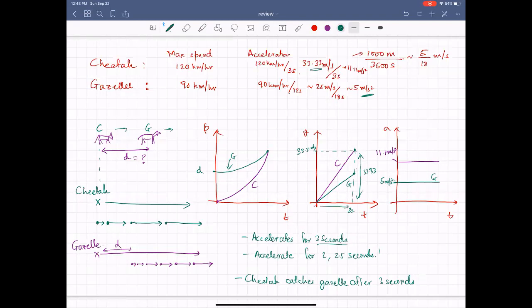This length is 3 seconds, right? So that means this is nothing but the area under this graph, the area of the triangle. Let me just shade that a bit. The area of this triangle is going to be half multiplied by 3 multiplied by 33.33, which is about 49.98, so about 50. So it's approximately equal to 50 meters. Okay, and I know that the position of the cheetah is 50 meters. So that means that's this.